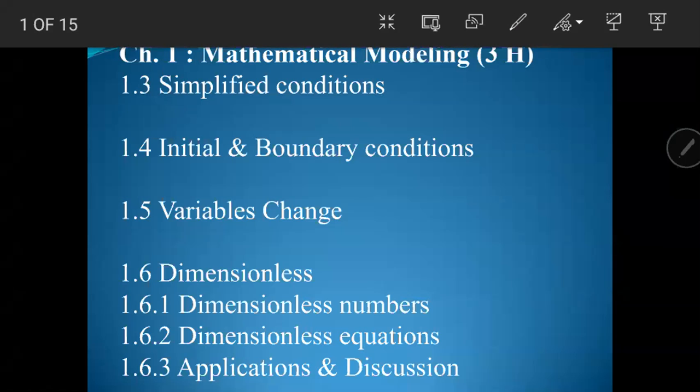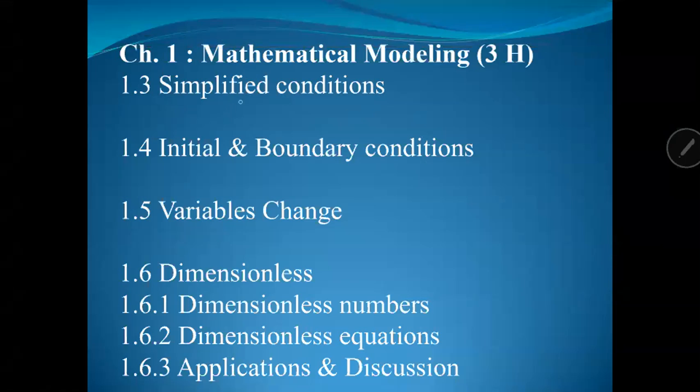The second part. We'll start with the simplifying conditions, initial and boundary conditions. Simplifying conditions, we did them already. After each paragraph we put the simplified conditions. Then we'll start with the initial and boundary conditions, the variable change, and then the dimensionless numbers, dimensionless equations, and one application concerning this dimensionless number.